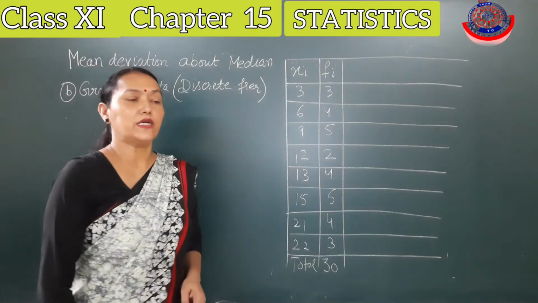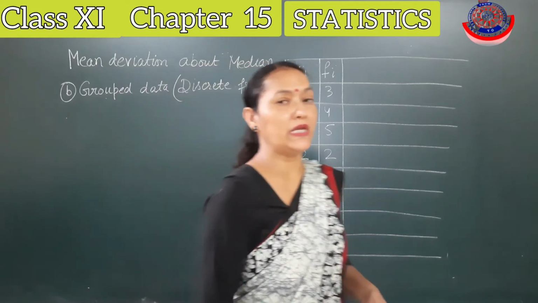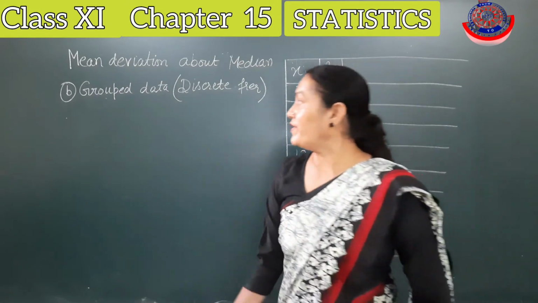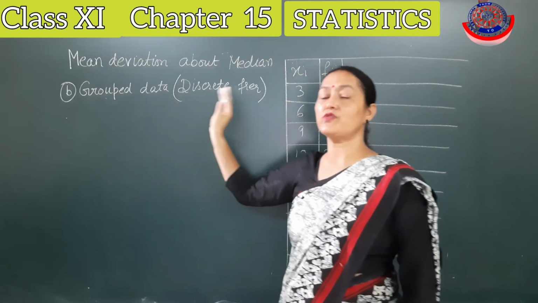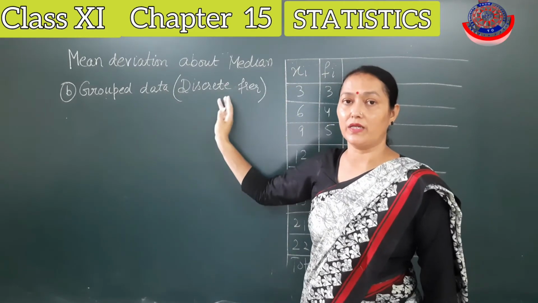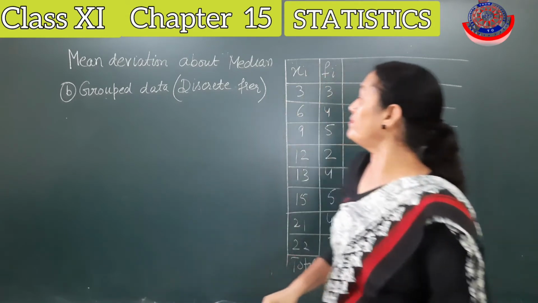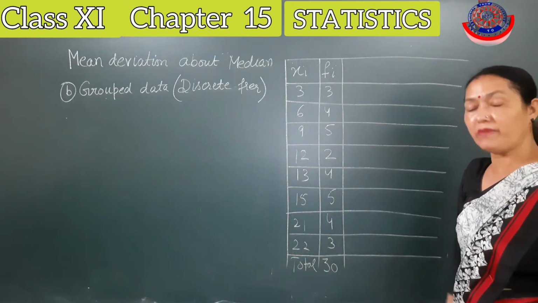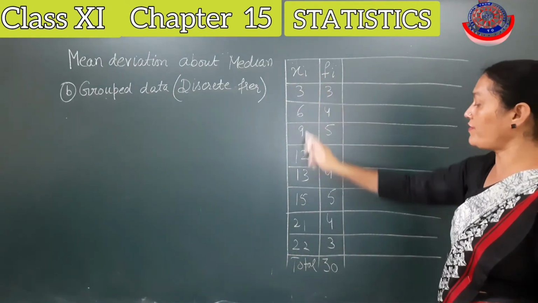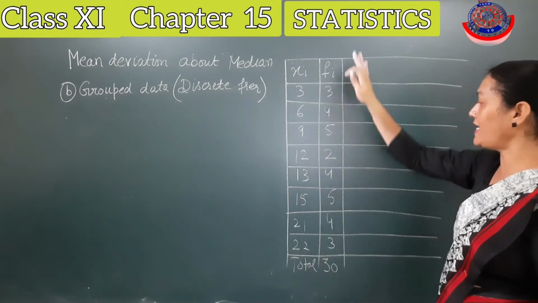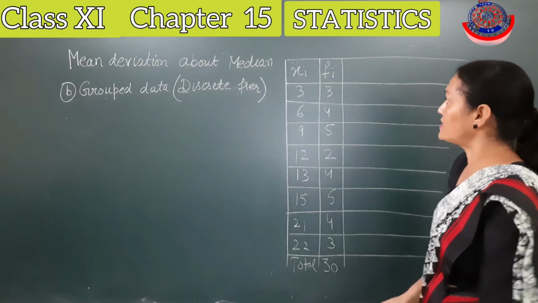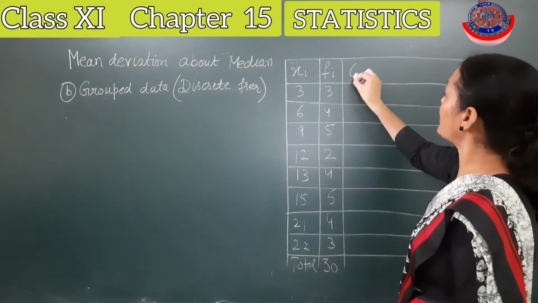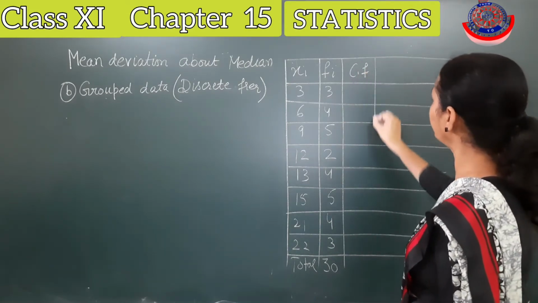The next example is for calculating mean deviation about the median when we have grouped data. Grouped data, but the frequency is not continuous, it's discrete. Then how do we calculate? First of all, let us see how to calculate median for this. In the question we will be given xi and fi. Observation and frequency are given to us. So we used to calculate cumulative frequency.